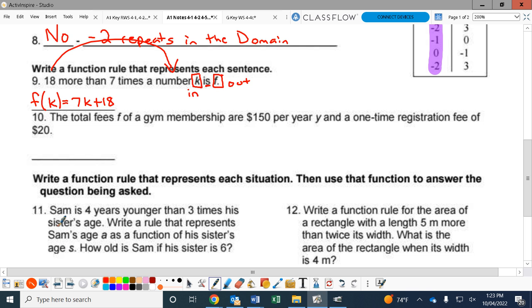You said if they flip and we got it wrong, you said that wouldn't really count, or that would. Now wait, let's be clear about what I mean. Okay. So if you wrote this as 7k plus 18 equals f of k, I would give you credit. Oh, okay. If you flip the 7k and the 18, that's not the same thing. Okay? More than makes the 18 go to the end. Okay? More than and less than put the thing at the end.